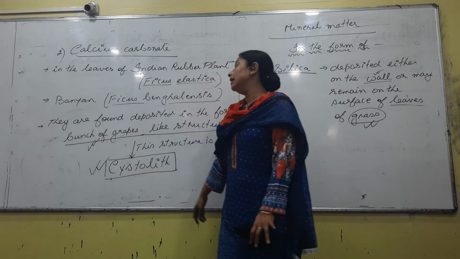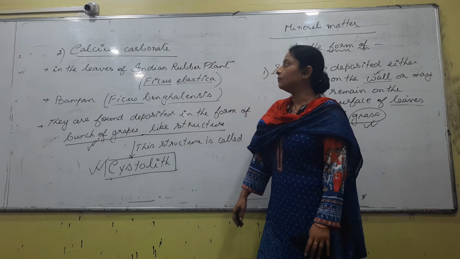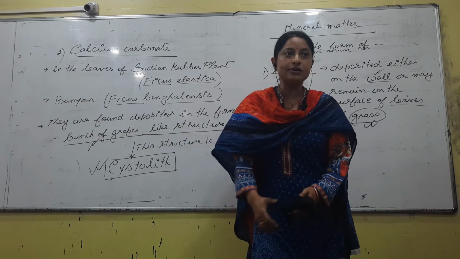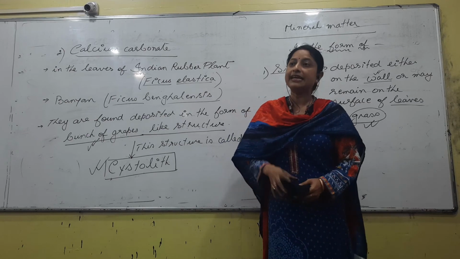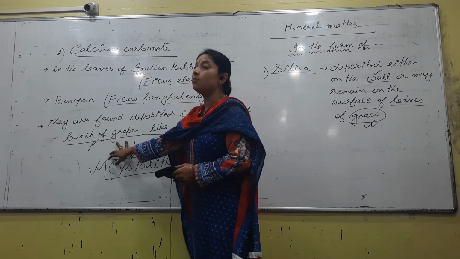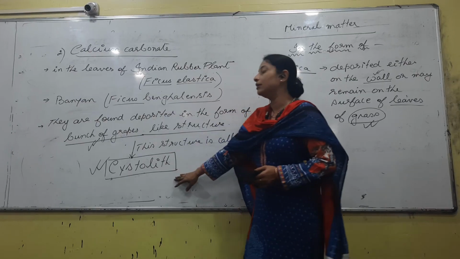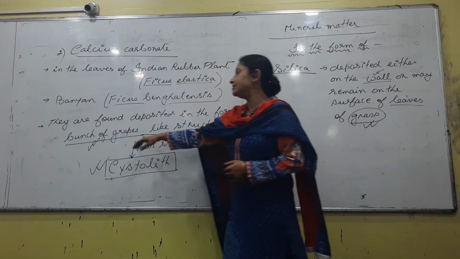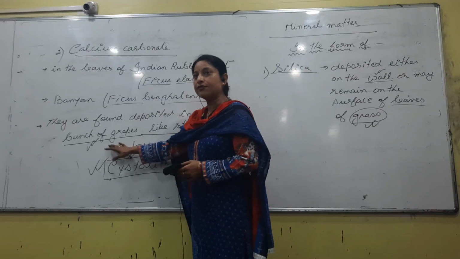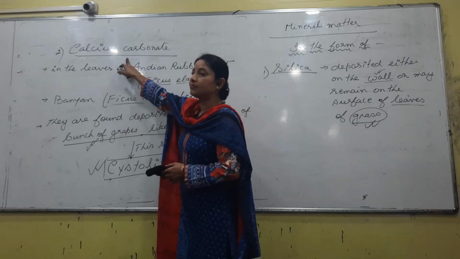A question will come. If the ergastic substance, or the non-living substance in a cell, is arranged in the form of a bunch of grapes, it is called... first, if it is arranged in the form of a bunch of grapes, who is responsible?